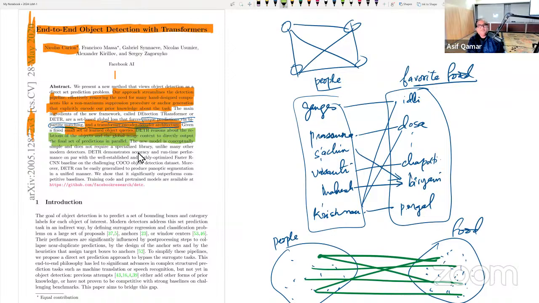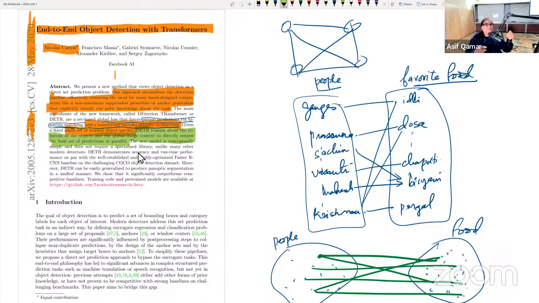It's conceptually simple. Well, we'll see about that. And does not require a special library, unlike many other modern detectors. DETR demonstrates accuracy, which goes again to the fact that it's an end-to-end model. It doesn't just say, let this thing do this and then we'll do that.